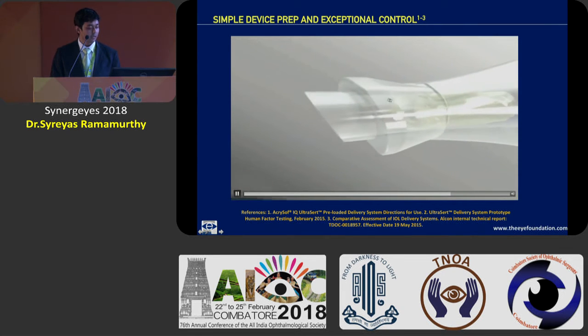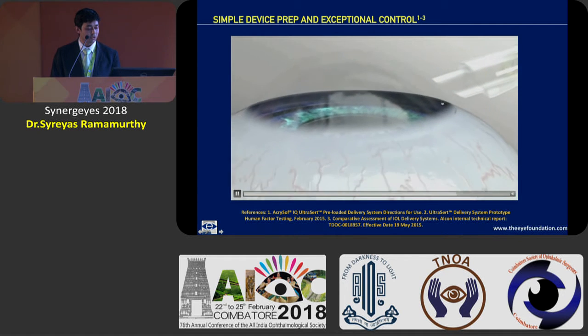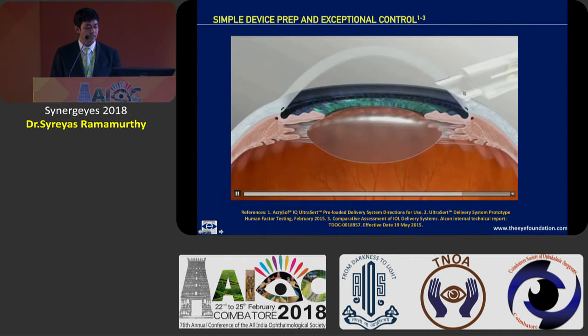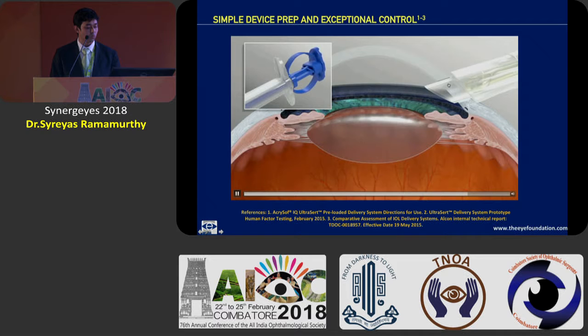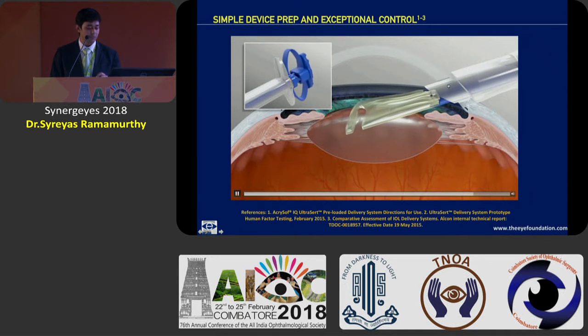So again, concentrating on the depth guard nozzle, which you see here in this animated picture, it fits very snugly into the 2.2 millimeter wound, truly making your IOL delivery even safer.